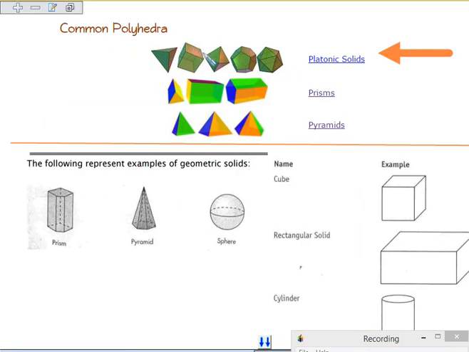Here are some common types of polyhedra. They're called the platonic solids, prisms, and pyramids. And down here I have some examples of regular geometric solids. And a polyhedra and a geometric solid, those are synonyms.